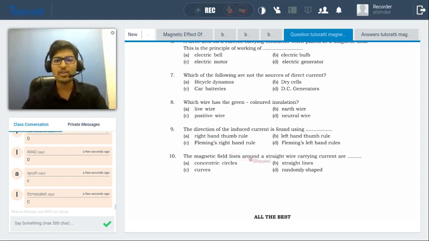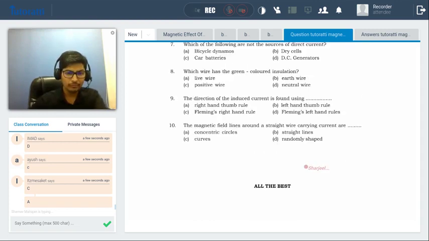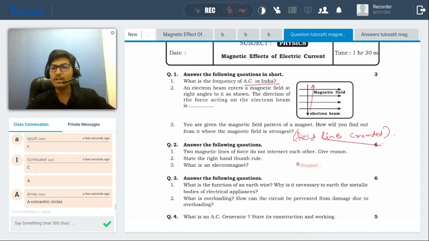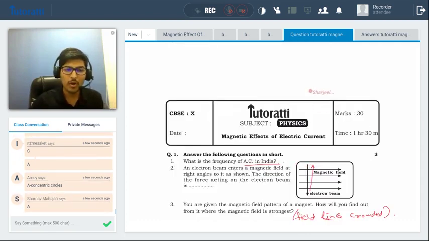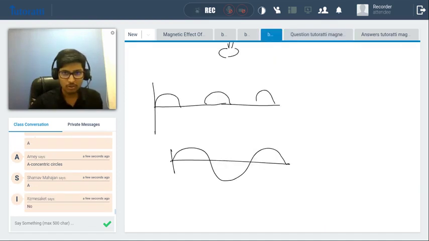The magnetic field lines around a straight wire carrying current are concentric circles. Perfect. Right? That solves our paper here. Any questions anyone has about this paper or any other thing as far as this chapter is concerned? I'd love to solve it right now. No questions. All right, excellent.